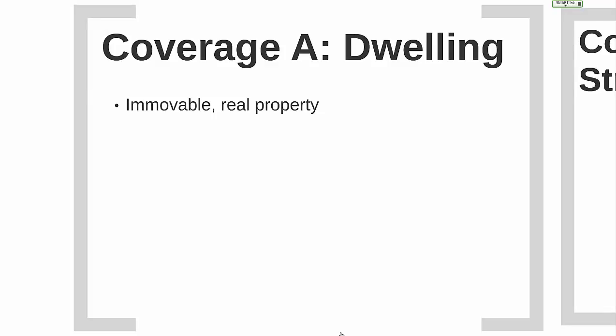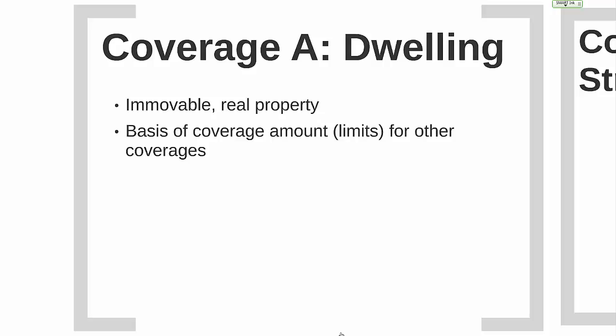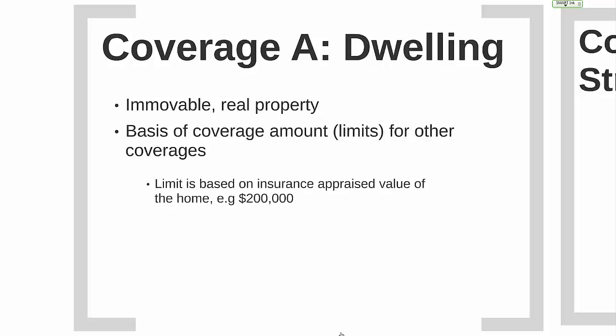Coverage A covers immovable or real property, as it's often termed. In other words, you should think of this as covering property which cannot easily be moved or picked up and taken to a different location. Immovable property includes things like the home itself, the inside and outside walls, and anything attached to the home. This coverage, coverage A, is the basis of coverage amounts or limits for all the other coverages. So in other words, the limit is based on the insurance appraised value of the home. For example, if the home is worth $200,000, that will be the coverage A limit, and the limits of coverage B, C, and D will all be based off of that $200,000.